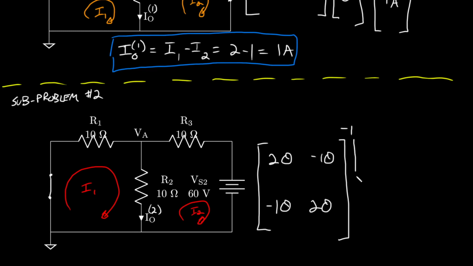The difference here comes in the supplies on the right-hand side of the equation. Okay, there is no supply over here. And if I'm looking at this one, be careful with your polarity. I'm going around this way. I'm going plus to minus. So it's going to be minus 60 volts.